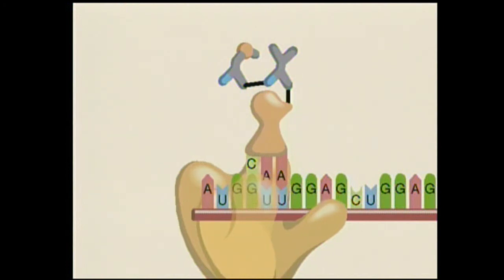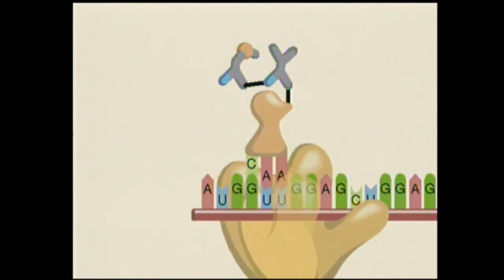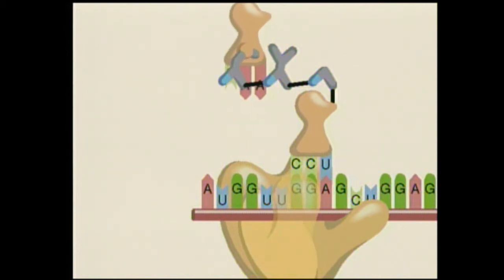The ribosome moves down the mRNA to the third codon. This codon is recognized by the anticodon of another tRNA carrying an amino acid. The growing protein chain is transferred to the third amino acid. The second tRNA detaches. The ribosome again moves along the mRNA.